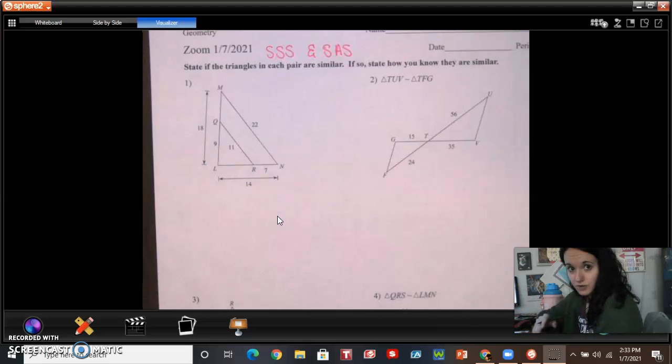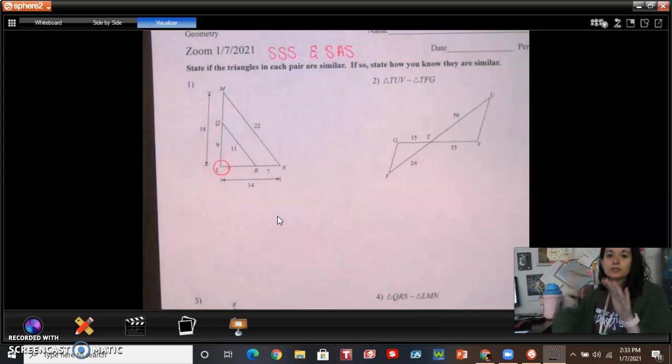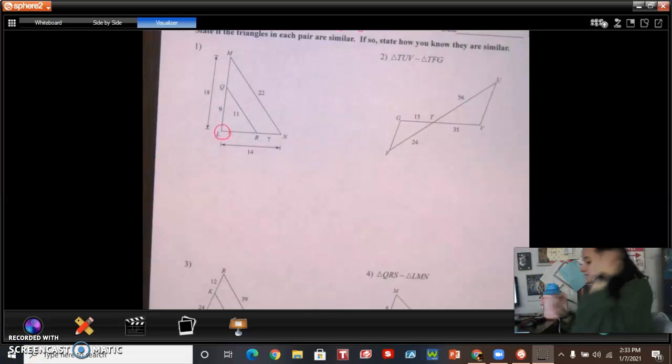So, for example, if we look at number 1 here, we know angle L is shared because it's a triangle on top of a triangle. Hold on, I got it. Okay, I'm back. All right.